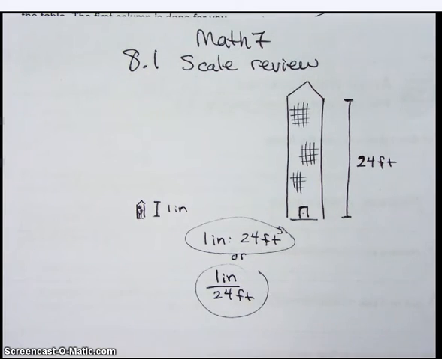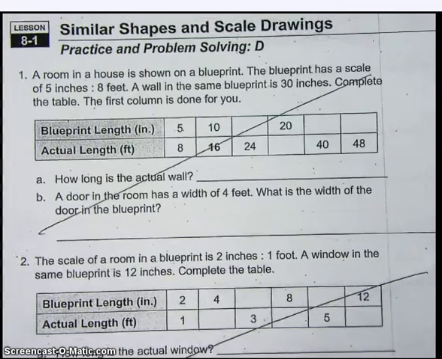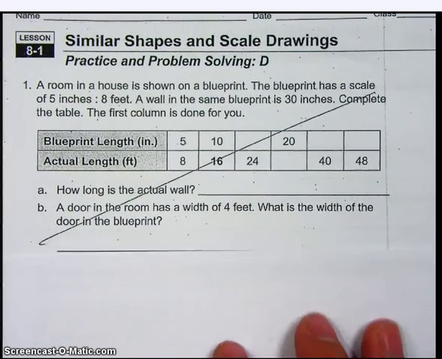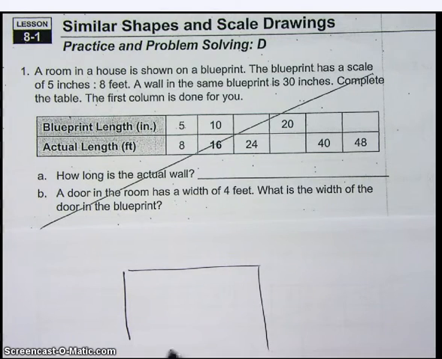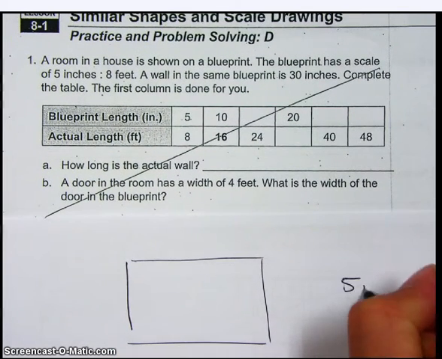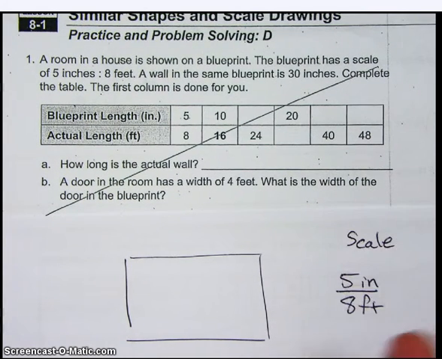I'm going to show you a problem here and work on it together, see if you can get a better understanding of this. Don't mind the crossed out area here. So let's say a room of a house is shown on a blueprint. The blueprint is going to be a smaller version of it. It tells you that 5 inches is equal to 8 feet. So that's your scale, called your scale factor.